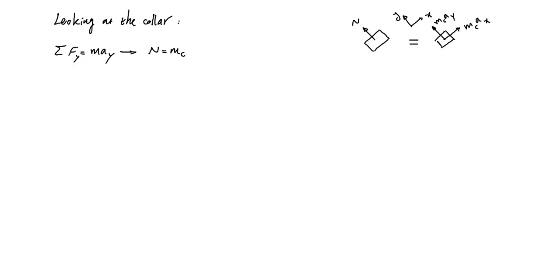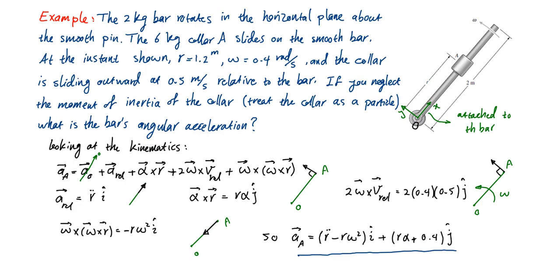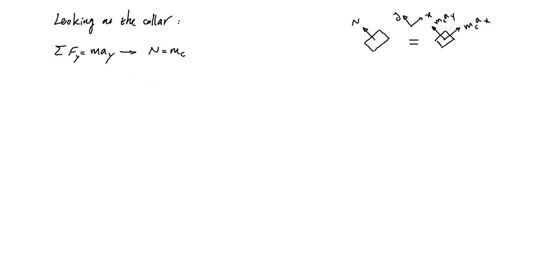Well, what is A_Y? A_Y, I got it from before. This is A_Y, right? The y component of a, r double dot minus r omega squared, and I can replace r alpha plus 0.4. I can replace r, which is 1.2, and then just put it there. So go there. This would be MC times 1.2 alpha plus 0.4.